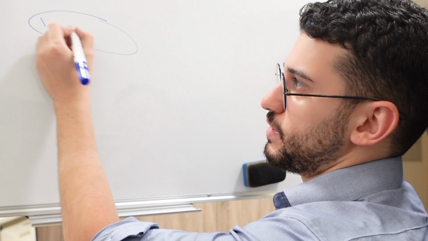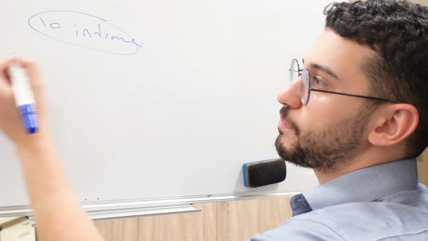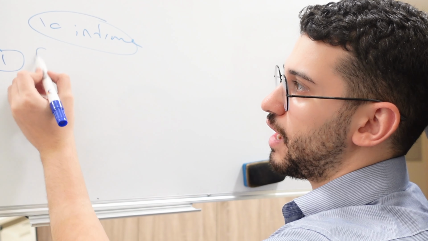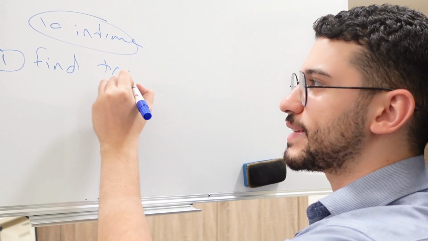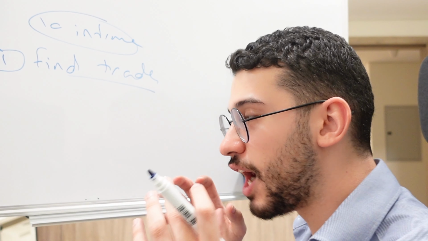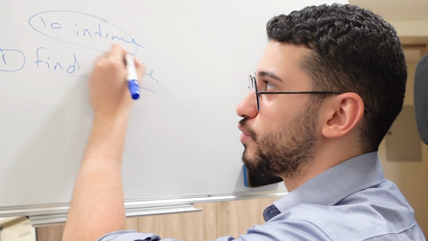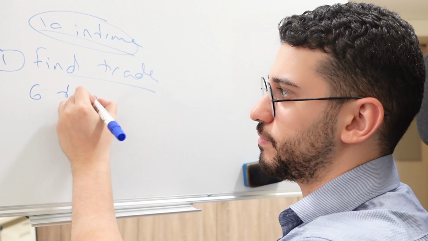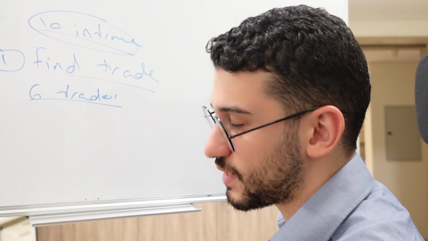So this is my routine every single day. I look at 10 instruments. Okay, and step number 1, what I do is I just find trades. No quality assessment, no nothing, just finding trades. The trades that I see, I mark them up. And let's say I end up finding 6 trades on those 10 instruments. I found 6 trades right now.